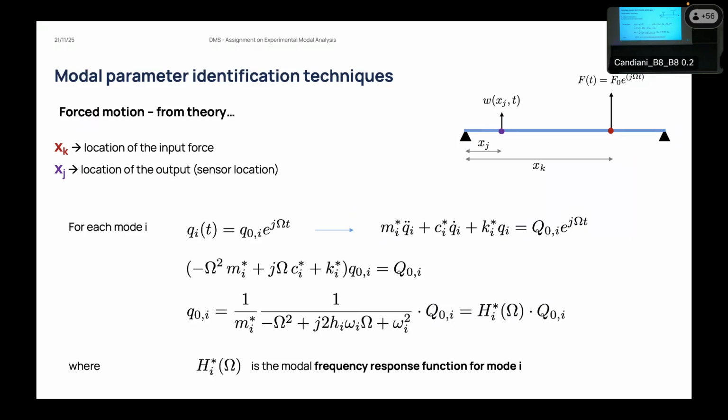Minus capital Omega square plus the imaginary unit times 2 hi times omega i times capital Omega, and then you have plus omega 0i squared. I have here introduced hi, that is defined as ci divided by 2 mi star times omega i, and then you should know that omega i is the square root of ki star divided by mi star.